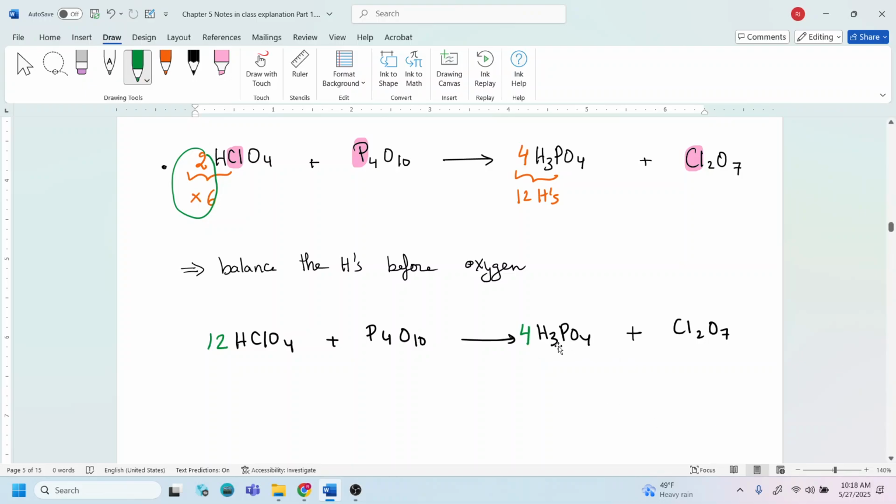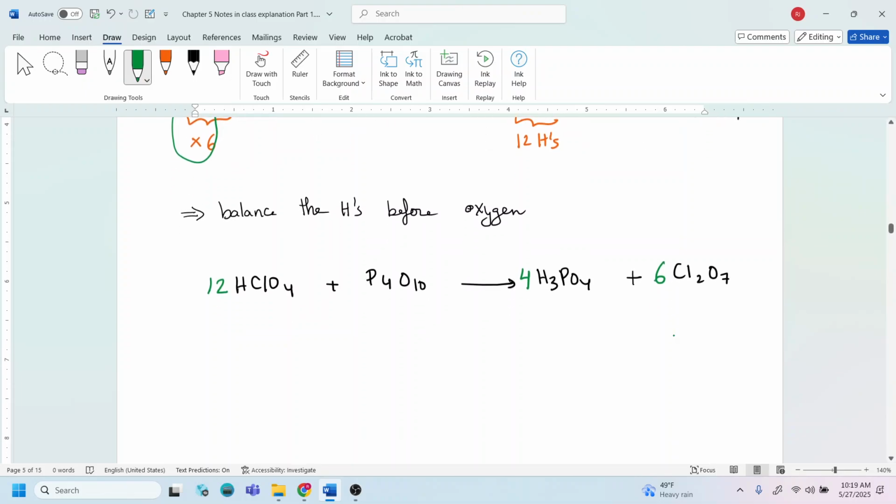After I do the 12 hydrogens, now I need to balance the oxygen. The number of hydrogens is balanced, but the number of chlorine is not balanced. So before doing the oxygen, balance the chlorine now because we shifted the number of chlorines. I have 12 chlorines in here, so I would need to multiply by 6 so that it is 12 chlorines. So this is what I have so far: 12 chlorines, 12 hydrogens, and 4 P.